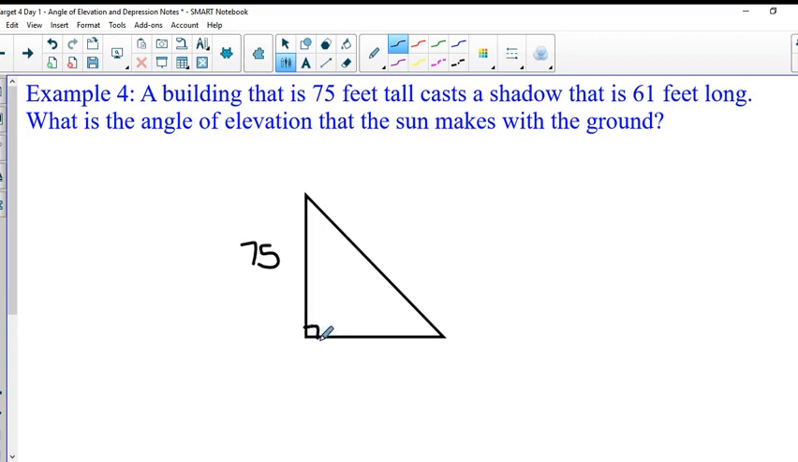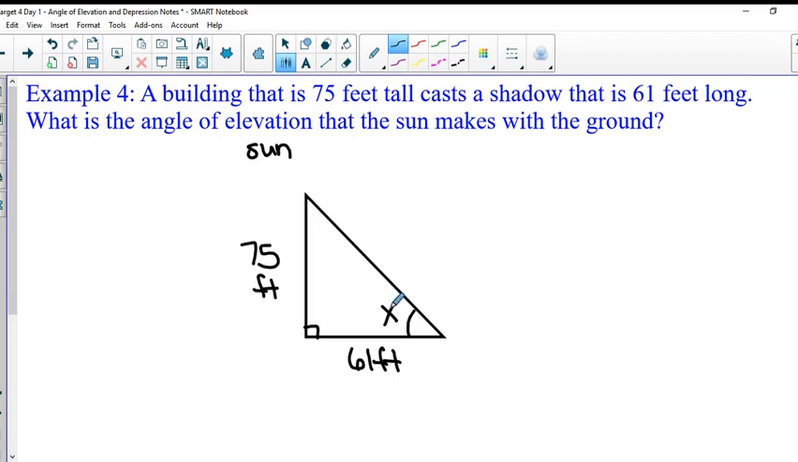Now, also think in the real world, where are shadows? Shadows are typically on the ground. So here's our shadow, 61 feet. Okay, 75 feet. The sun is typically up here in the sky, right? So the question is, what is the angle of elevation the sun, so this would be the sunbeam, is making with the ground? Okay, so there's our right triangle. Again, our building is straight up and down, and then the shadow is horizontal on the bottom.